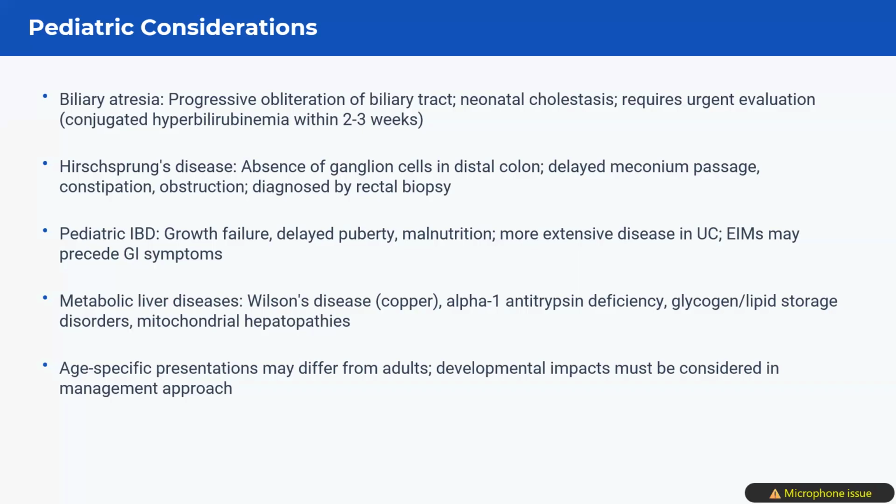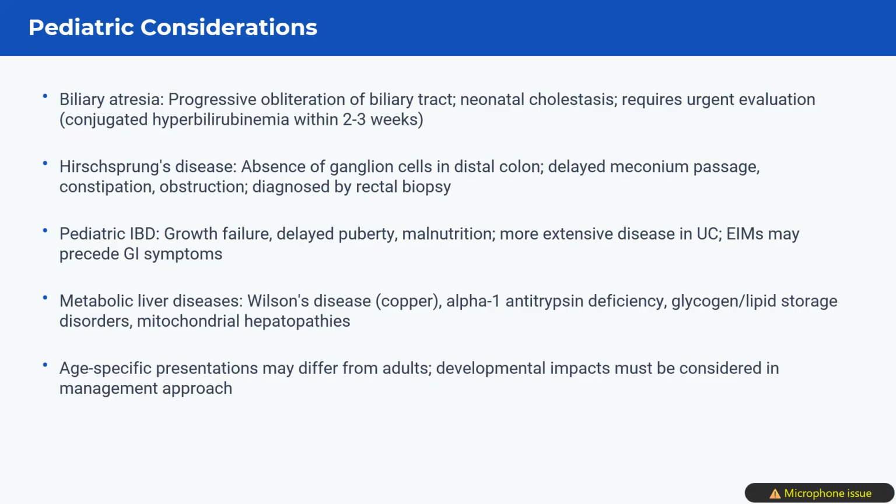This is an abnormal energy storage of hepatocytes. And the diagnostic clue here is hypoglycemia, hepatomegaly, and elevated liver enzymes. So if you notice that, that could be the disorder. And also, finally, these mitochondrial hepatopathies. This is impaired oxidative phosphorylation. The clue here is a multi-system disease with a lactic acidosis and elevated AST, ALT.